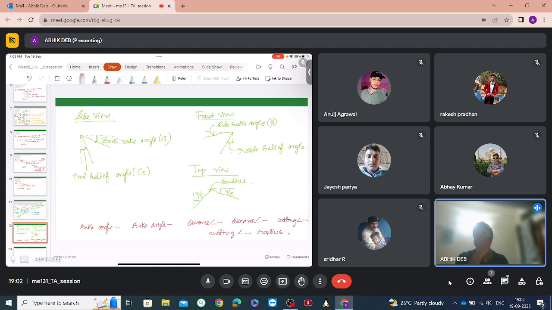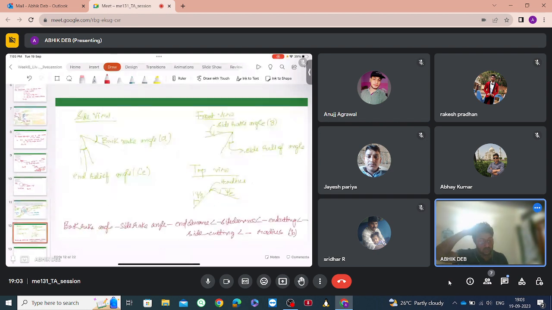So what did I say? End first, then side. So first the back rake angle, then the side rake angle. Then end clearance angle, then side clearance angle. End cutting edge angle, and then side cutting edge angle. And then the radius. So the correct option is option B.